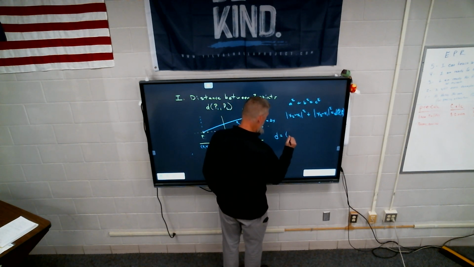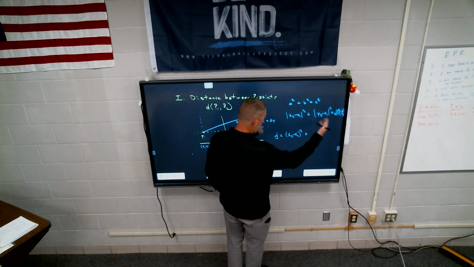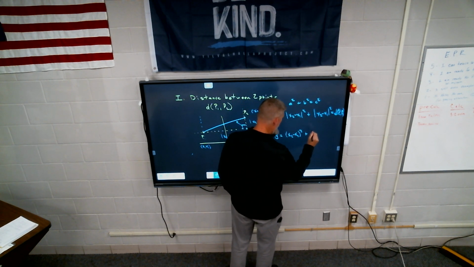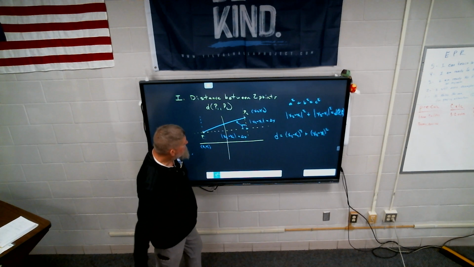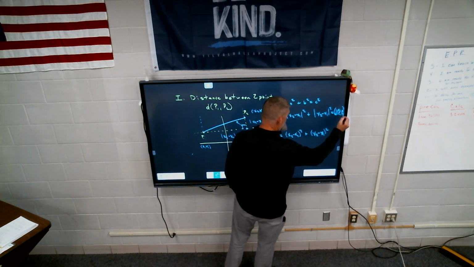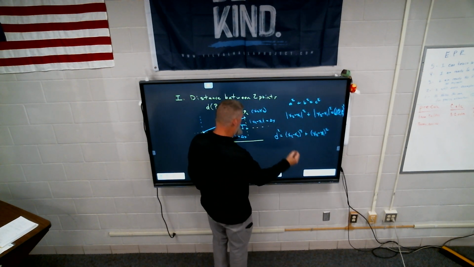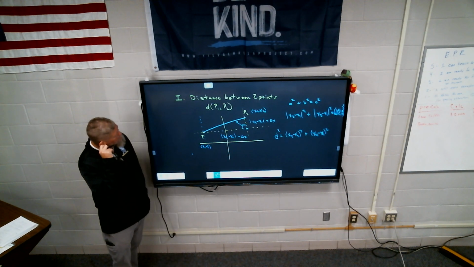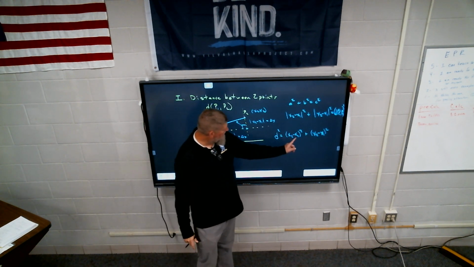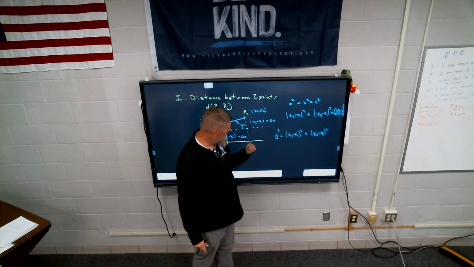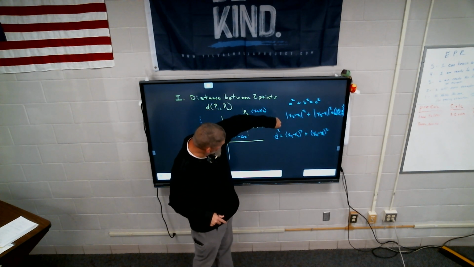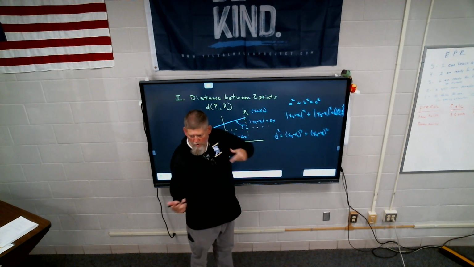Let's just do x2 minus x1 squared. And once again here, the absolute value squared is kind of redundant. Let's get rid of it. y2 minus y1 squared. And that's going to equal the distance squared, because c squared is c squared. So we have our a squared plus b squared equal to c squared, Pythagoras' theorem. Okay, someone tell me, how do I get rid of the squared? Square root both sides, right?